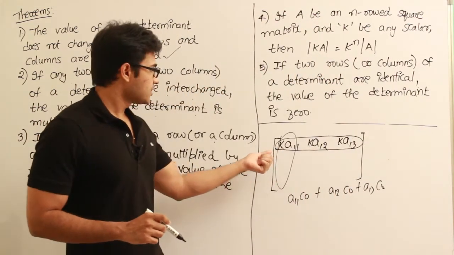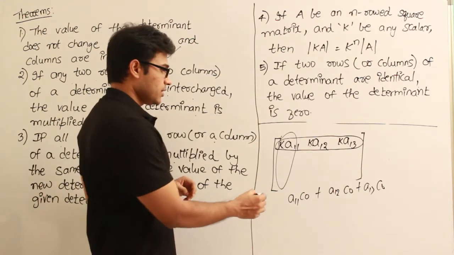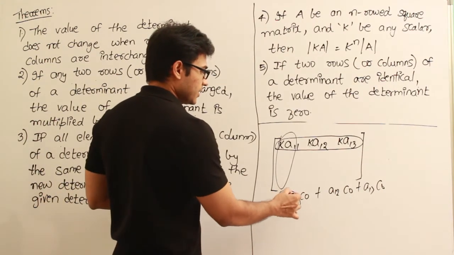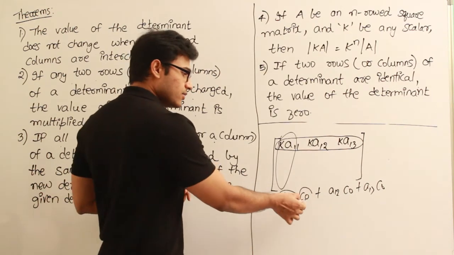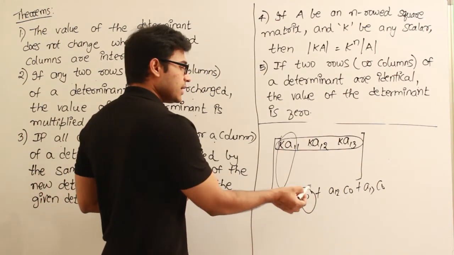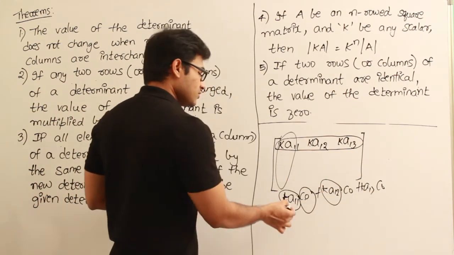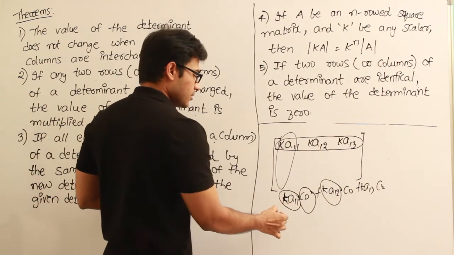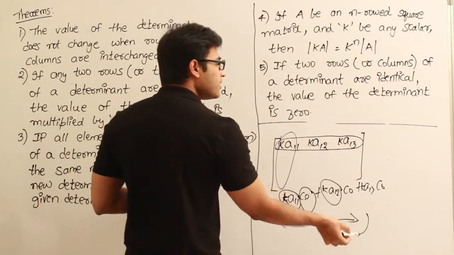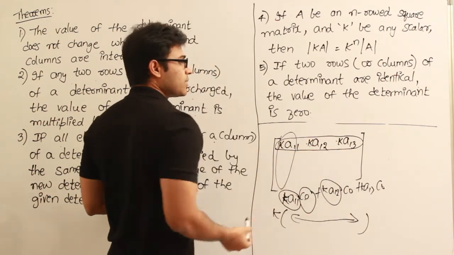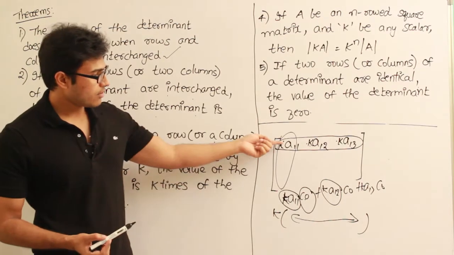Now every element is being multiplied with constant k. So now the new elements are k into a11, and the cofactor of k into a11 is the same. The cofactor value doesn't change, but the element value itself is changing. It is getting multiplied with k. And so now you can pull out k as common, and everything remaining is nothing but the earlier determinant when it was not multiplied with k. Got it? You can do the same proof for any row.